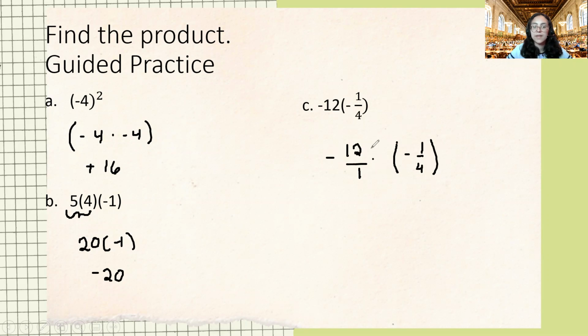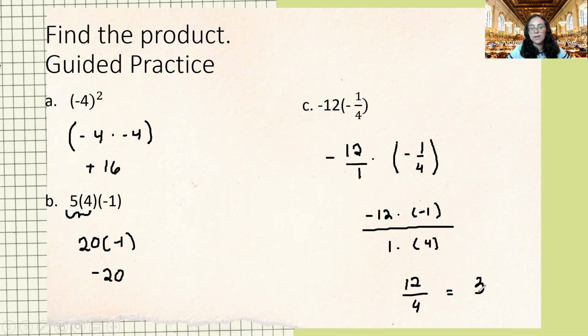So to multiply fractions, we just multiply our numerators together and our denominators together. So this is going to be negative 12 times negative 1 over 1 times 4. Okay. So negative 12 times negative 1 is going to give me positive 12, and 1 times 4 will give me 4. And if we simplify this, this will give me positive 3. Okay, so this is our answer. So we just multiplied our numerators together and our denominators together.